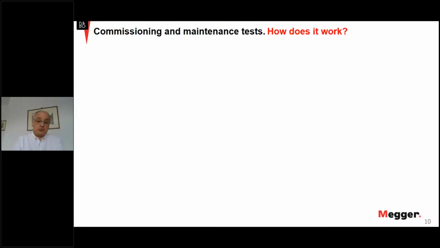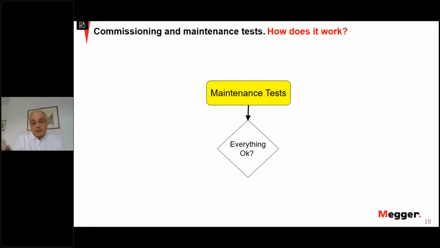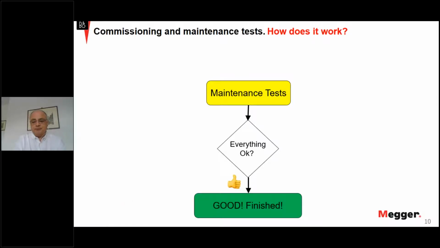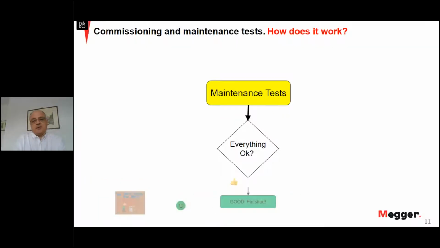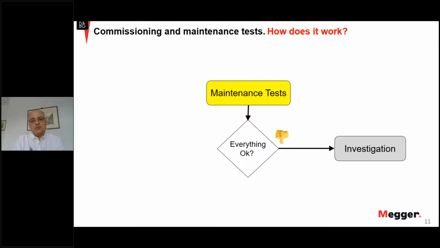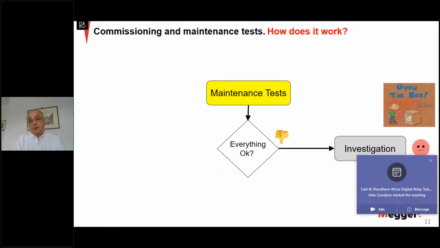And how does the flow chart, if you can draw a flow chart, work? We have the maintenance test, we perform them, we get a question, is everything okay? Hopefully yes. If we get everything okay, good, finished, no need, I don't have to open the box, I'm happy with that, it's still working fine, finished. But if the answer is different, if the answer says, no, everything is not okay, there are some issues, then we need to have a sort of investigation to understand what's going on and why. We need to open the box.